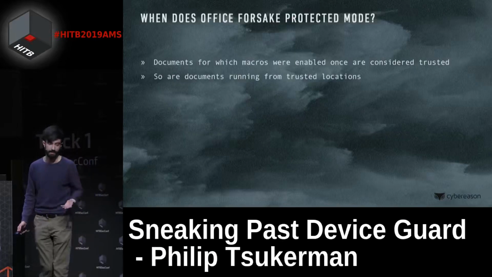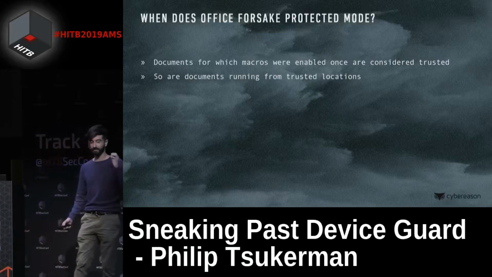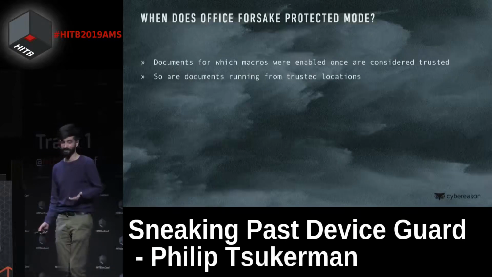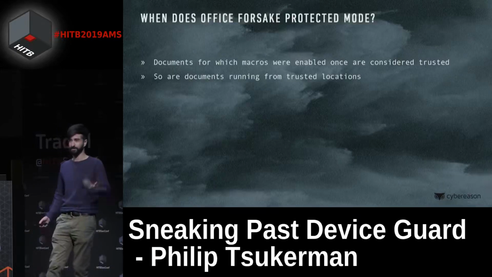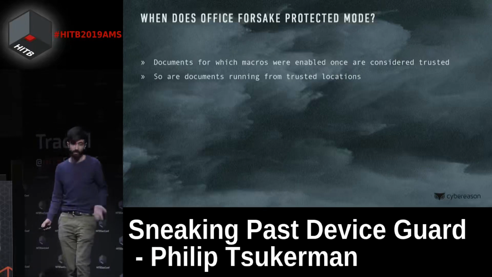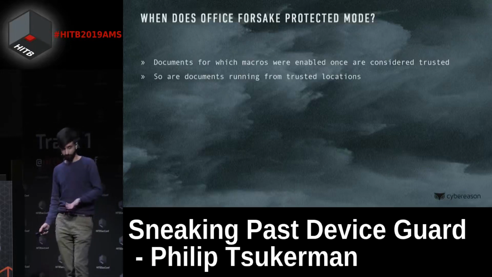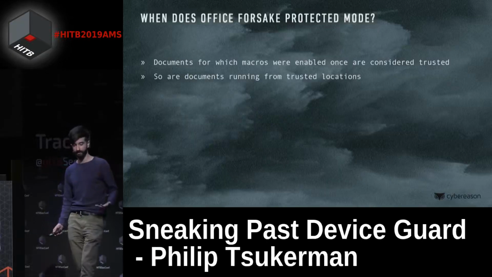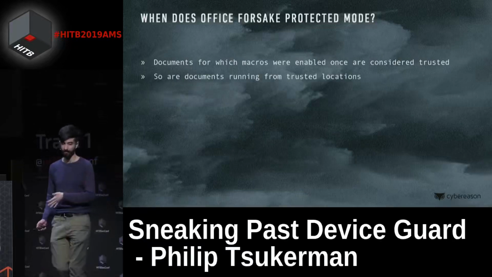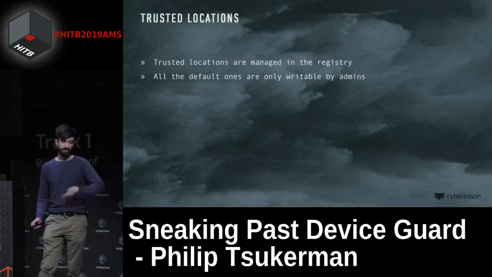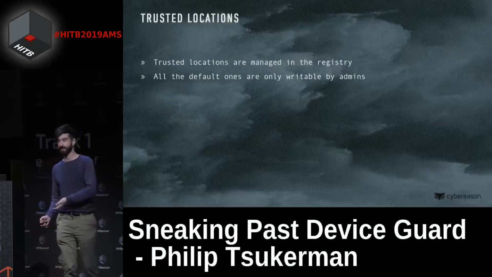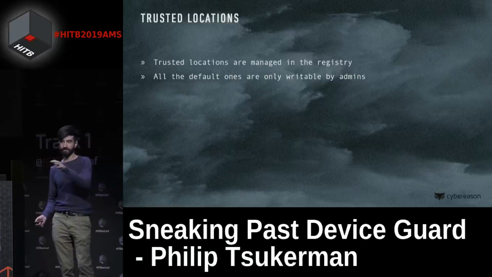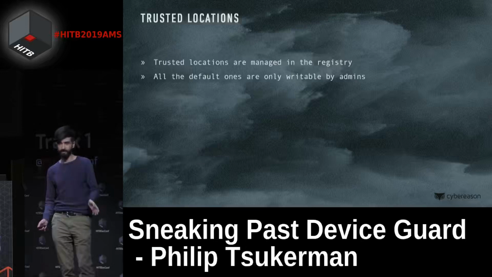The first case is that each document that is considered trusted, which are mostly documents for which you have already once pressed enable content, will run again, because if you trust it once and it's never changed, well, why not trust it again? The other category is documents running from trusted locations, which is the category I'm going to abuse here. So what are trusted locations? There are basically a bunch of folders that are described in the registry, which tell you everything in this folder is trusted, forget about protected mode.